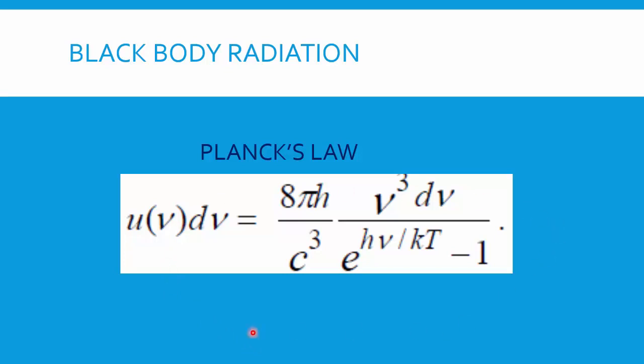So what does this Planck's law say? Here U means the energy density, which is energy divided by volume of a black body. Energy is E equal to h nu, divided by volume will give you energy density. Nu here is frequency, h is Planck's constant, c is velocity of light, k is Boltzmann constant, T is temperature.